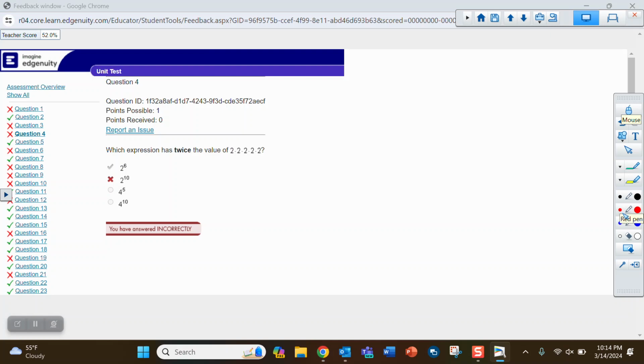Which expression has twice the value of this? So when we talk about twice the value, when you say twice anything, it means you're just multiplying by 2. So this is 2 to the 5th. If we want twice that, we're going to multiply it by another 2, right? Twice something means you're just doubling it or multiplying it by 2 one time. So that has an exponent of 1, so it would be 2 to the 6th because you would add the exponents together.